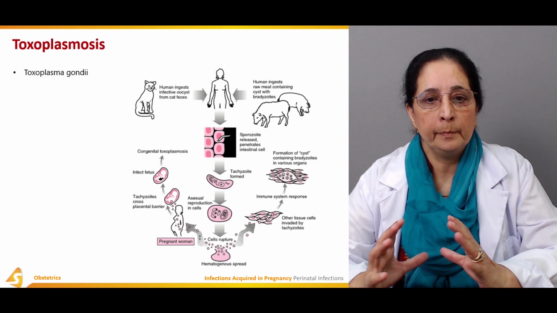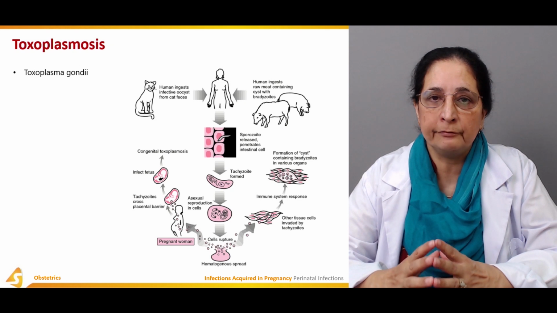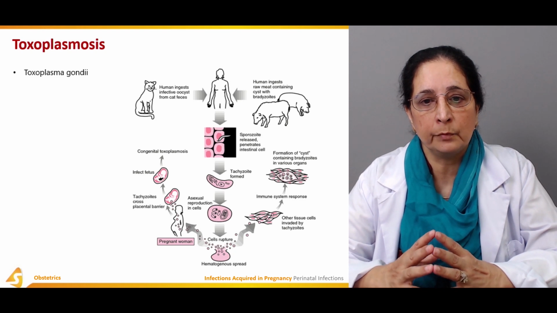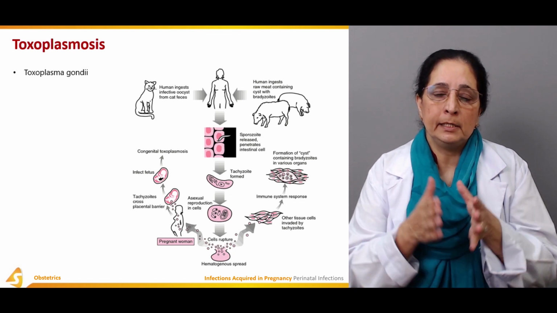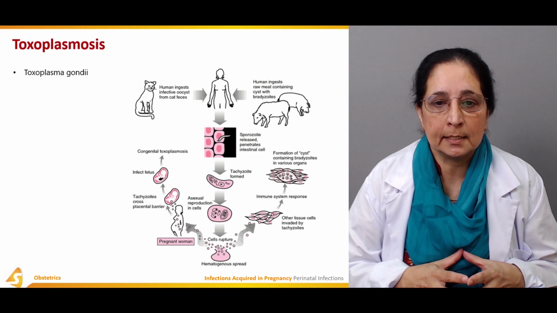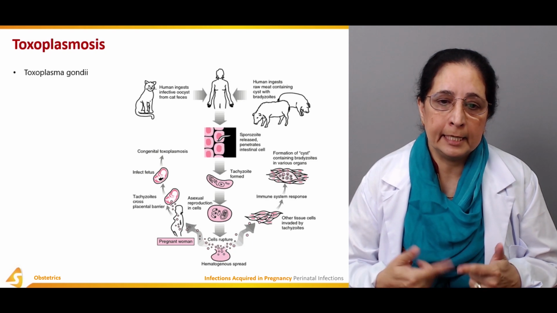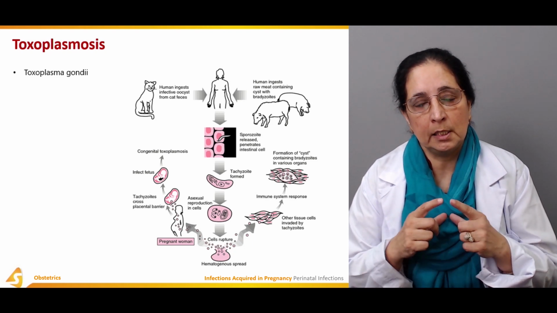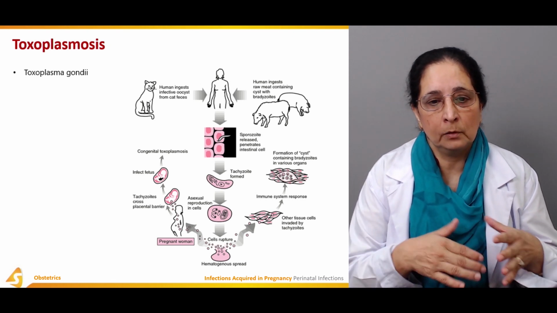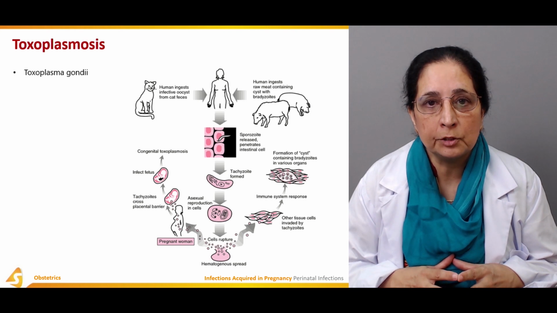So the cycle is mainly from the ingestion of oocysts from cat feces, and also by ingesting raw meat containing cysts with bradyzoites. These go into the human intestine where they penetrate the intestinal cells, and then tachyzoites are formed, and there is asexual reproduction which causes the rupture of the cell. If there is pregnancy, it can go through the placenta, infect the fetus and cause congenital toxoplasmosis.